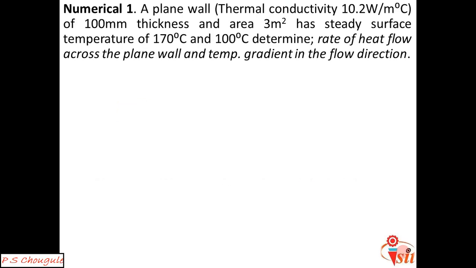A plane wall having thermal conductivity 10.2 watt per meter degree Celsius, of 100 millimeter thickness and area 3 meter square, has a steady surface temperature of 170 degree Celsius and 100 degree Celsius. Determine heat flow across the plane wall and temperature gradient in the flow direction.